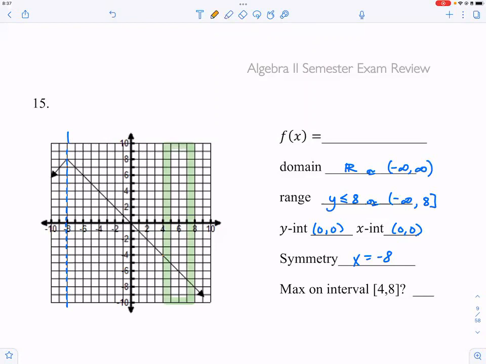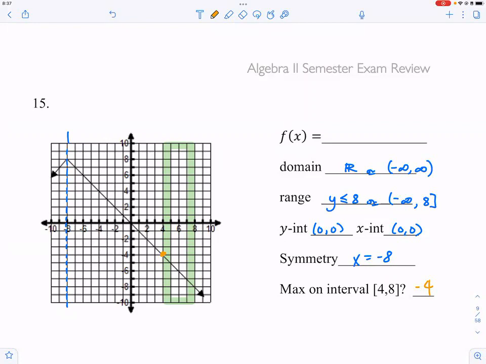And you say, well, it seems like the highest point of the graph in this section, in this interval, is when x is equal to 4. And when x is equal to 4, the y value is negative 4. So again, you're writing down the y value, not the x value, okay?